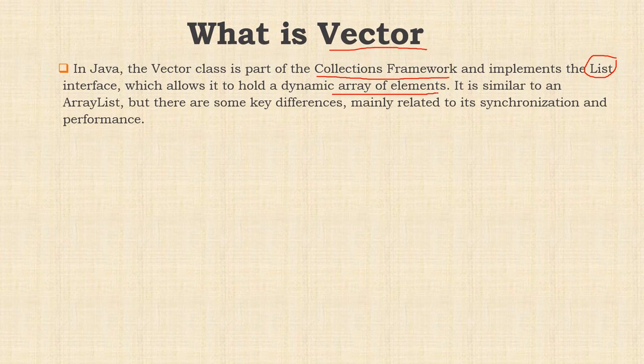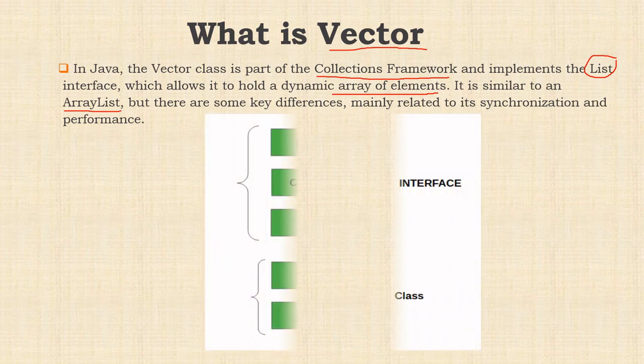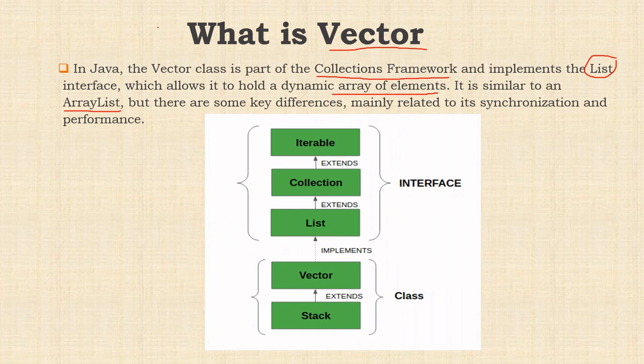It is similar to an array list, but there are some key differences mainly related to its synchronization and performance. In array list we can store multiple objects, and in vector also we can store multiple objects. But there is some difference between vector and array list, which is related to synchronization and performance. So this is the hierarchy of vector in the collections framework.